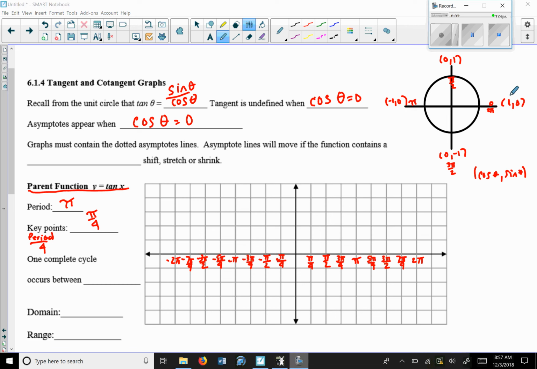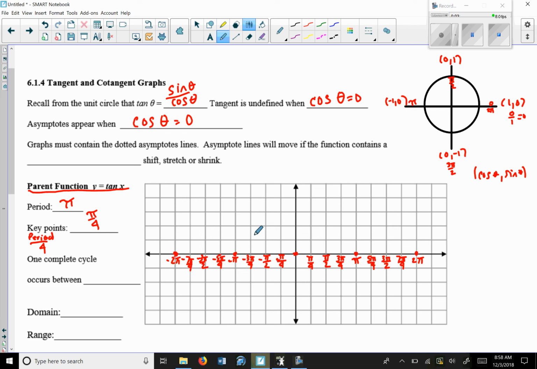So I have 0 over 1 for this first part right here. So 0 over 1, we know would just be equal to 0. So that tells me that at 0, I have 0. And so, of course, that's going to be the same thing for 2 pi as well. And then, of course, that would be the same for negative 2 pi. Well, where else do we have 0 over 1? Also at pi. So if I go to pi and negative pi.